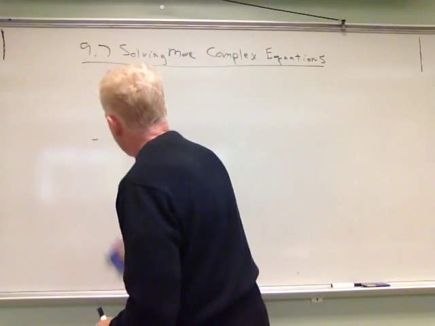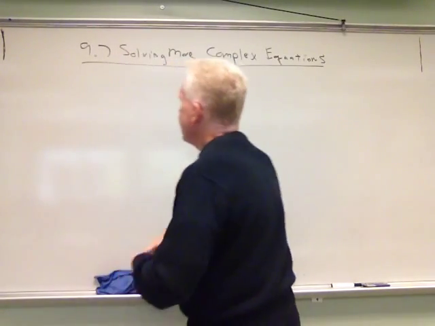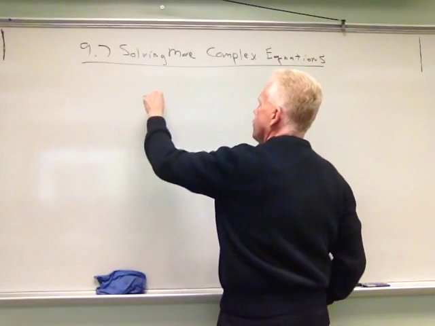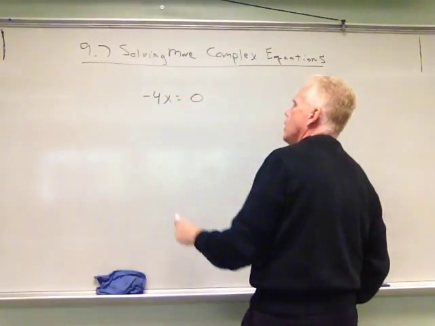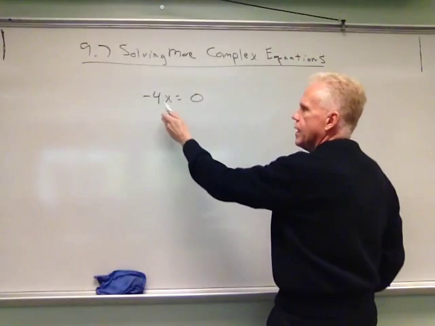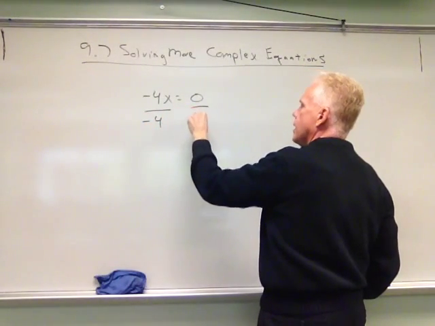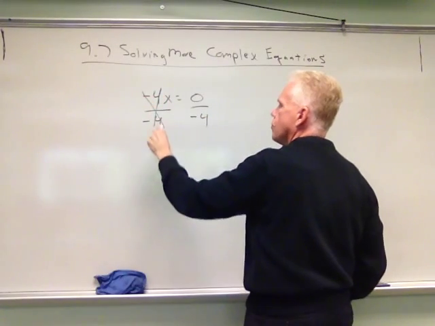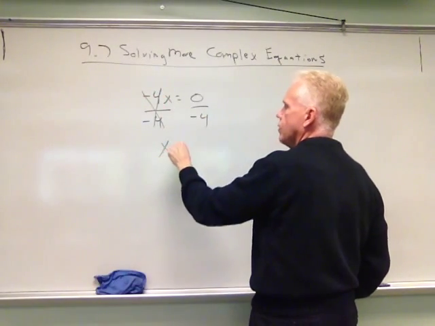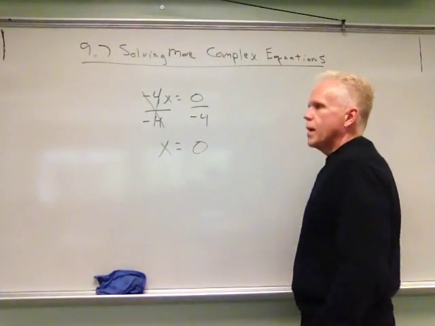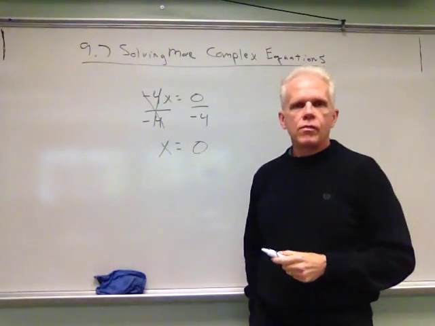All right, so the last step then, if I'm sitting there with negative 4x equals 0, is to say, okay, what I'm going to do is get that negative 4 off. So I'll divide by negative 4 over here and divide by negative 4 over here. This is the multiplication principle. And those cancel, and it leaves me x equals 0. So my answer for that equation was 0.